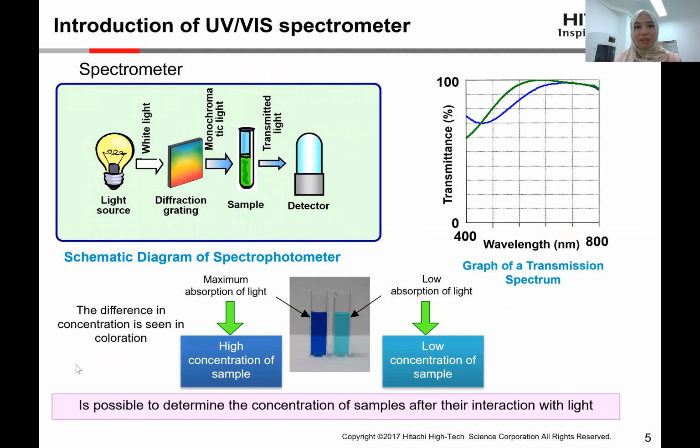So this is how it looks. This was already explained just now, so let's have a look down here. The maximum absorption of light occurs with high concentration samples, whereas low absorption of light occurs with low concentration samples. When there is a high concentration of the compound of interest, it absorbs more light, so the transmittance is less. That's the relationship: more absorbance, less transmittance. So it is possible to determine sample concentration after the interaction with light.